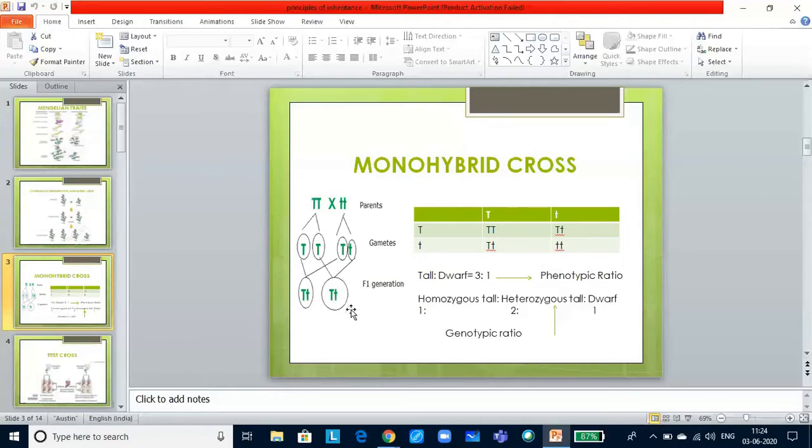Now, when these were selfed, self means the mother and the father, the male parent, will also carry the same genotype, the same genes. So when he did it, he got capital T capital T, which was tall, capital T lowercase t, which was also tall, and lowercase t lowercase t, which was dwarf, the recessive. So out of the 4 plants, 75% or 3 plants were tall and only one was dwarf.